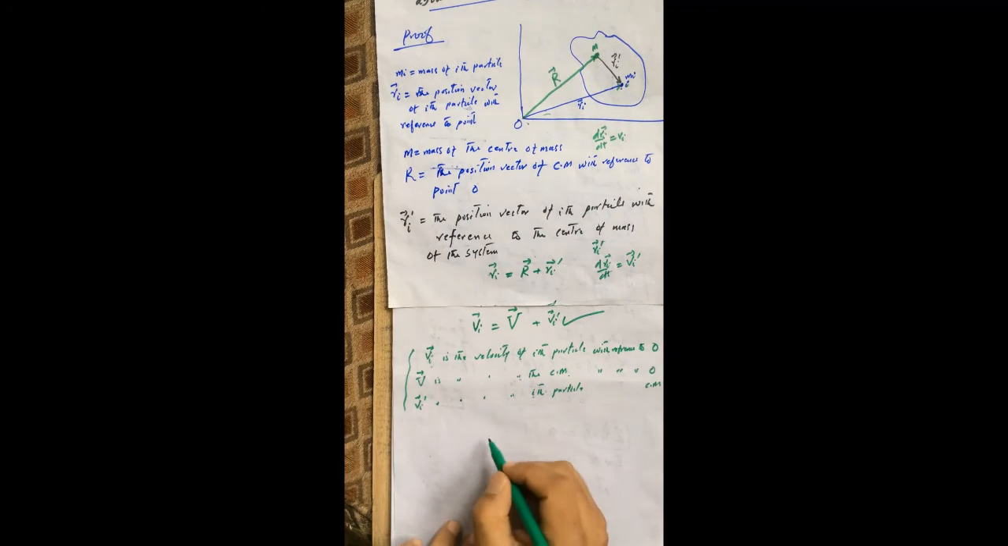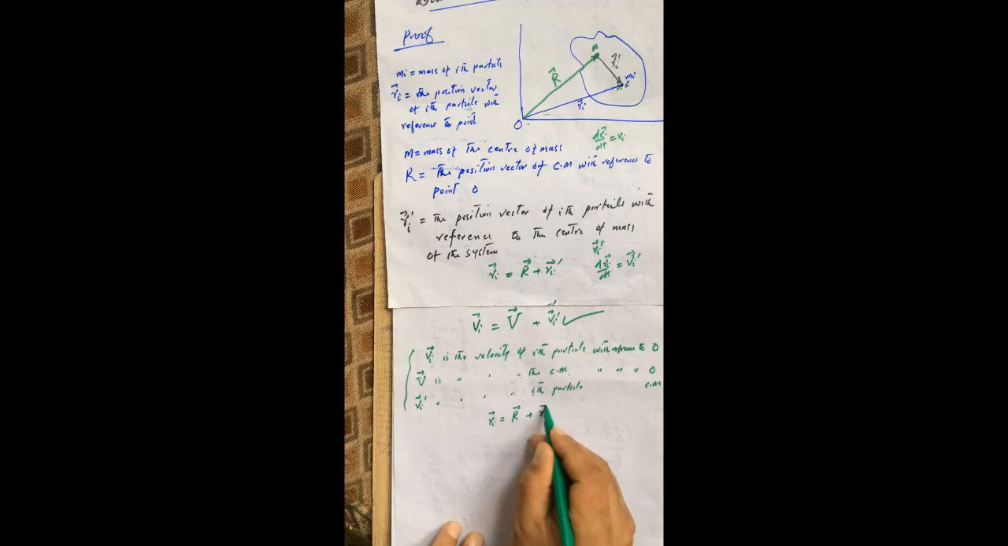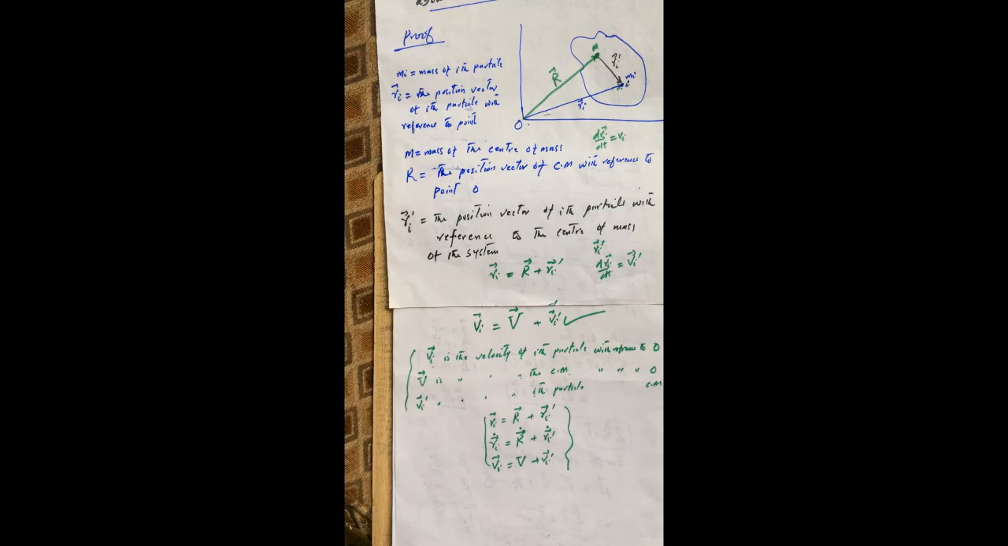So I will write these three equations again: Ri is equal to R plus Ri prime, then Ri dot is equal to R dot plus Ri prime dot, and then Vi is equal to V plus Vi prime. These are very important equations. We will use them again and again in our further calculations.